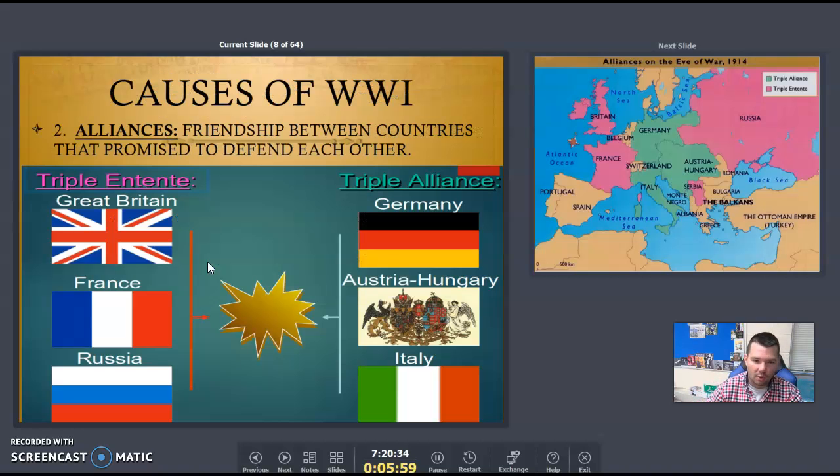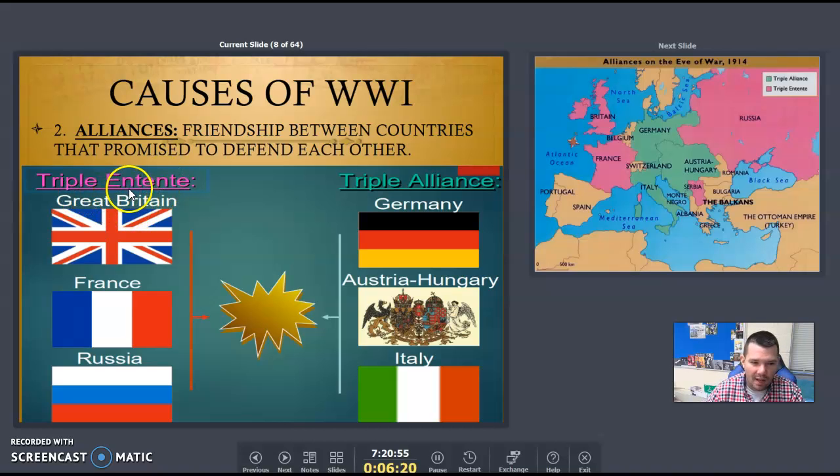Two, causes of the war. Again, the A in MANIA is alliances. An alliance is a friendship between countries that promise to defend each other. So again, this is well before the war broke out. It started, in some cases, in the 1800s. Countries began to kind of reach out to each other to set up alliance systems. So there were two main alliances.